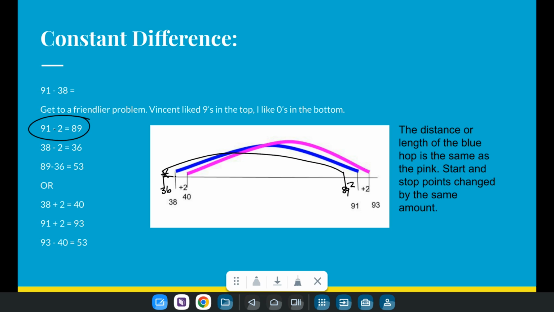I've just adjusted where that space is located on the number line. So instead of 91 minus 38, Vincent would have solved the problem 89 minus 36. Again, no regrouping needed, quick answer.